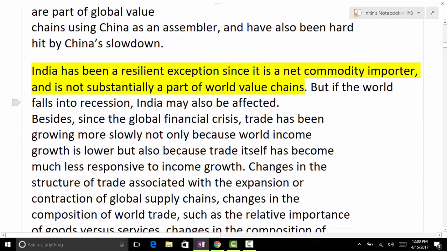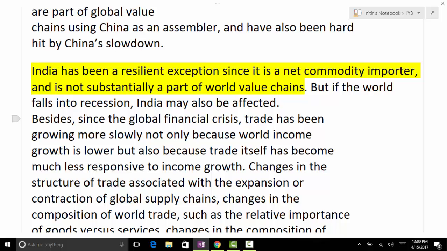It says India has been a resilient exception since it is a net commodity importer. Now, the discussion is regarding the adverse impact of falling commodity prices on overall world economic growth. But India has taken it in a receptive manner. India has gained, in fact, because of falling commodity prices. Why? We are a net importer of these.